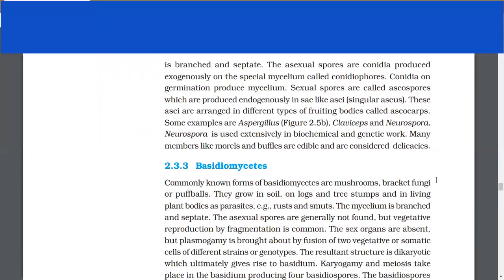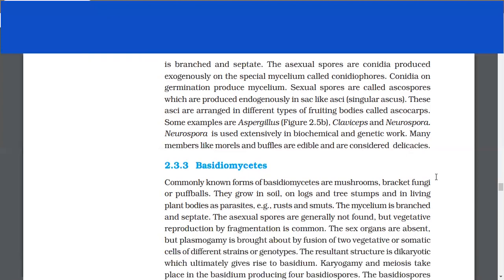Sexual spores are called ascospores, which are produced endogenously in sac-like asci. These asci are arranged in different types of fruiting bodies called ascocarps. Some examples are Aspergillus, Claviceps, or Neurospora. Neurospora is used extensively in biochemical and genetic work. Many members like morels and truffles are edible and are considered delicacies.